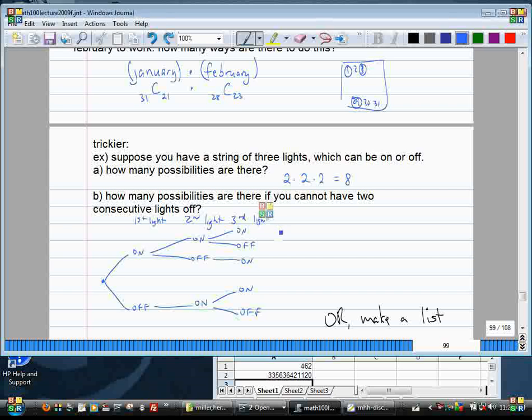What's the first possibility? Instead of on and off, I'm going to put yes and no so I can just use one letter. First possibility is yes, yes, yes. And what's the next one? Yes, yes, no. And then yes, no, yes. And then no, yes, yes. And no, yes, no. So those are the possibilities. So there are 5.